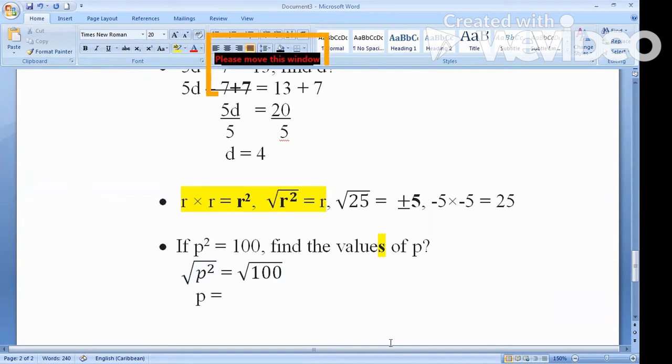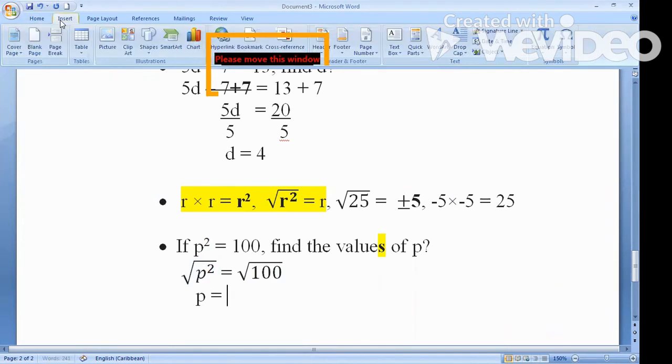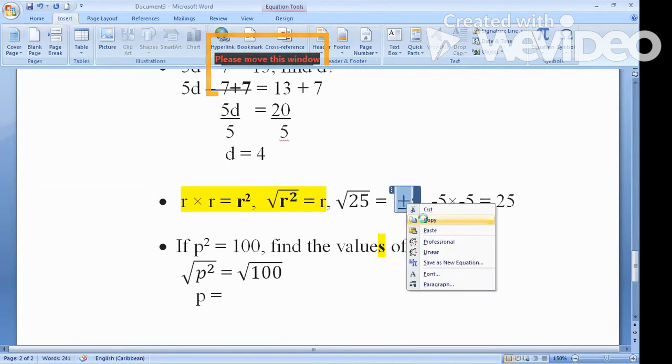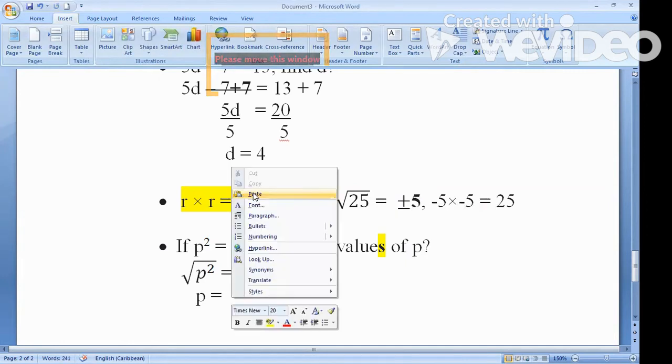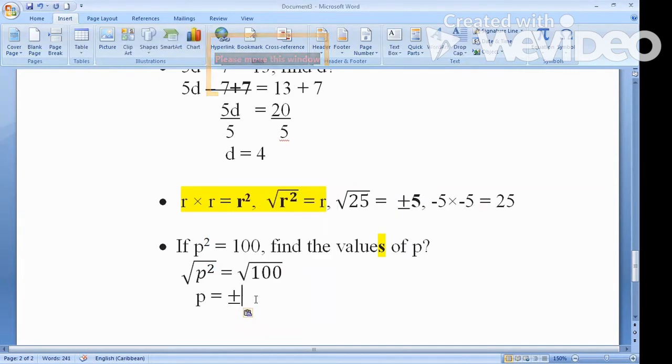And the square root of 100 is what? 10. You're half right. Negative or positive 10. Notice the ways of finding the values, not true? All right. You guys follow these little things here?